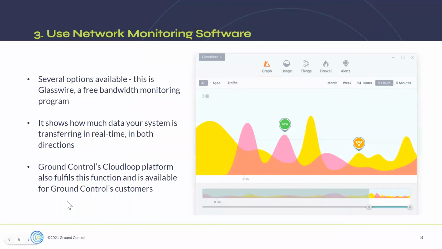The third point on our list is to use network monitoring software. This is something Ben's far more familiar with than I am, so straight over to Ben. So the point here is ultimately there are plenty of tools available to monitor the traffic going over the network. So I think it's being aware of how your terminals are connecting and sending data. There are, as I said, plenty of tools available. Ground Control's Cloud Loop platform offers this as standard. It gives you a good idea of data usage.